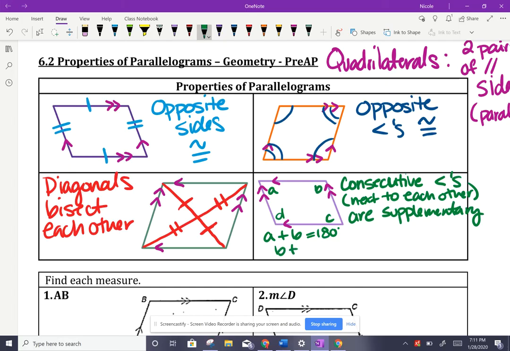Angle B is next to angle C and adds up to equal 180. Angle C is also next to angle D, so those 2 are supplementary. And angle D is also next to angle A, therefore those are also supplementary.